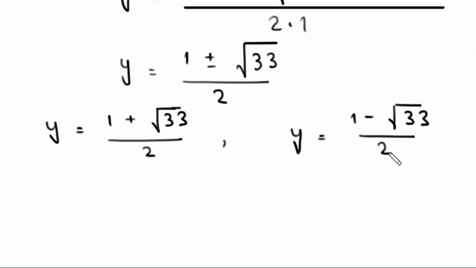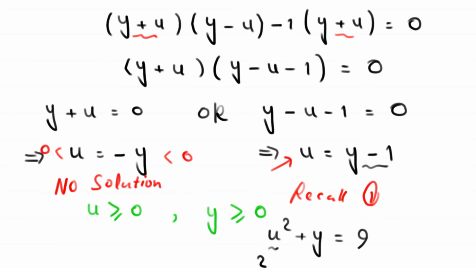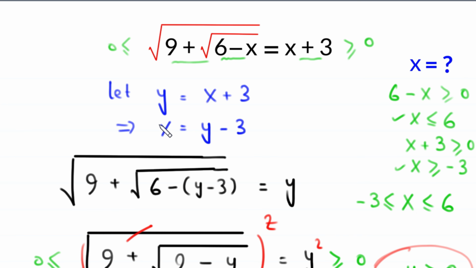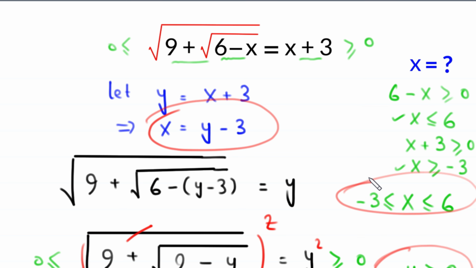As we proved earlier that y must be greater than or equal to 0. Since this value of y, 1 minus root 33 over 2, is less than 0, this will be rejected, and we accept only this value of y, 1 plus root 33 over 2. Now to find the values of x, recall that we have supposed that x is equal to y minus 3 and the domain is x must be less than or equal to 6 and x must be greater than or equal to negative 3.